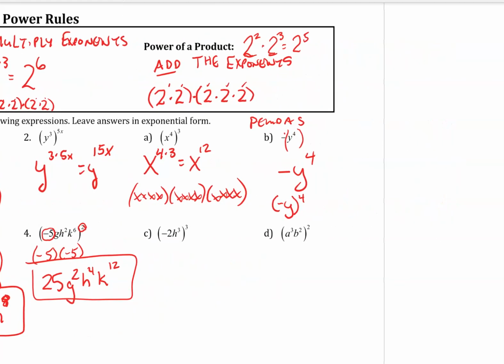Go ahead and pause your video and try letters C and D on your own. When you restart it, we'll go over the answers together.